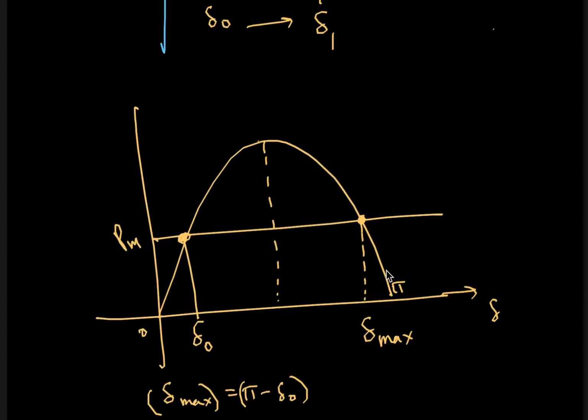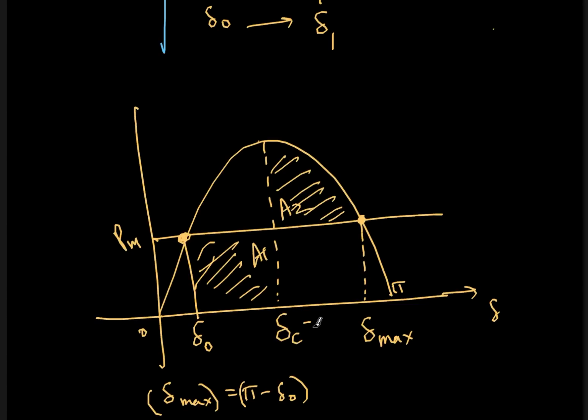So some critical angle that I would like to find out. That is what I'm going to do in the next video, such that A1 is equal to A2. What is the delta C? This delta C is right now unknown. In the next video, we are going to find what the delta C is. Thank you.